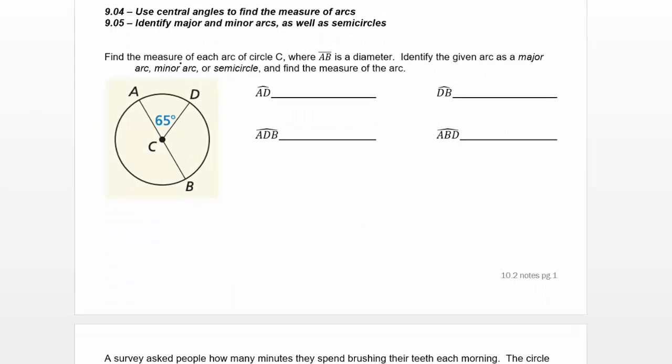Find the measure of each arc in circle C, where AB is the diameter. This is called circle C, which means that the center is C. We'll find the measure, and we'll identify them as major, minor, or a semicircle. So arc AD starts at A and ends at D. This is a minor arc because it's less than half a circle, and its degree measure is equal to the central angle that's making it up, which is angle ACD, which is 65 degrees.